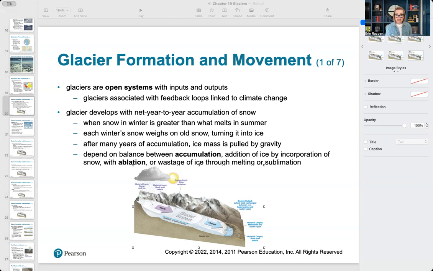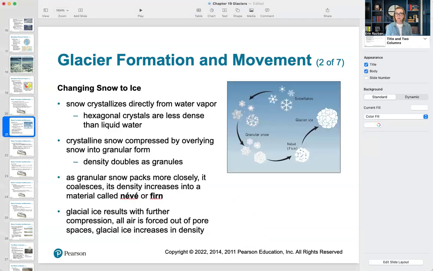Okay, for a glacier to form, we need a very specific set of circumstances. The most basic requirement is a net year-to-year accumulation of snow. This means more snow must fall each winter than melts during the summer. So when new snow falls, it begins to compress the older layers beneath it. This compression is crucial. It starts the transformation from fluffy snowflakes to solid glacial ice.